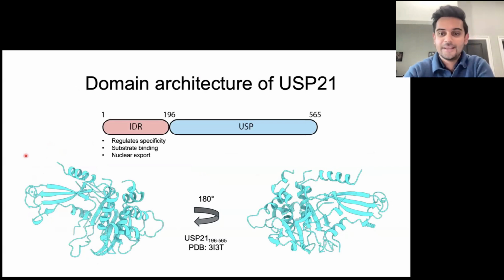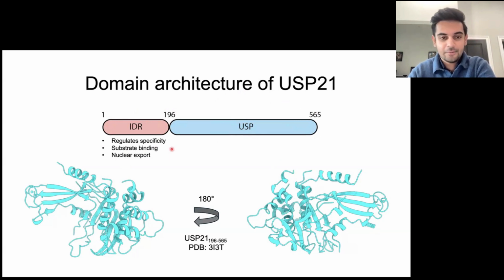And so if you look at USP21 from a bird's eye view, just very basically at its domain architecture, you'll see that it's really not that complicated of an enzyme. So at the C-terminal end of this enzyme, you have this catalytic domain. This is the ubiquitin-specific protease domain. This is a structurally conserved catalytic domain shared by over 50 DUBs in the USP family. And then preceding this catalytic domain, we have this intrinsically disordered region that's about 200 residues.